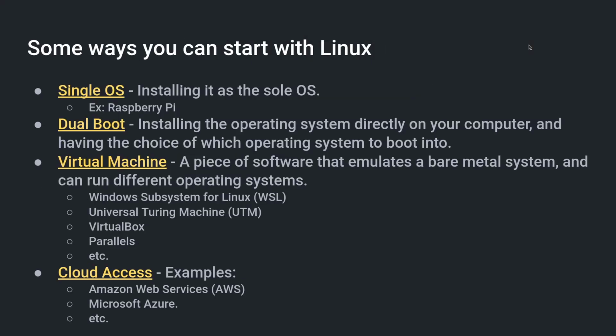All right, so what are some ways that you can start with Linux? For example, something you can do is install it as a single operating system. You can do this on a computer that you only want Linux on, or you can also install it on a Raspberry Pi and access it from there. You can also have the choice of a dual boot, which I'm currently doing on my laptop, where I have Windows installed, but I also have Linux installed, and I can restart the computer and boot into whatever operating system of my choosing.